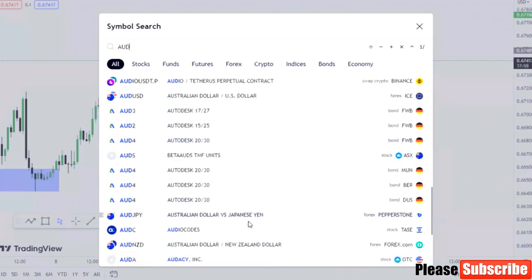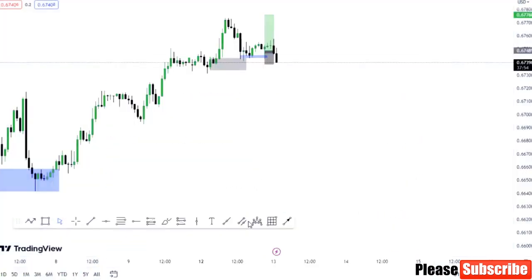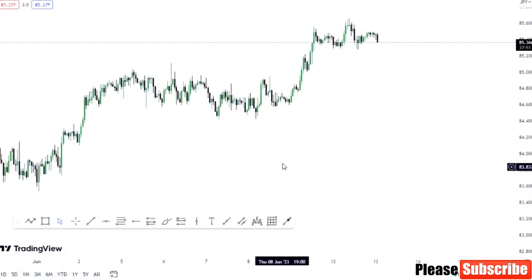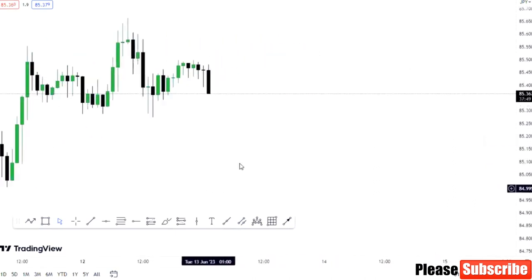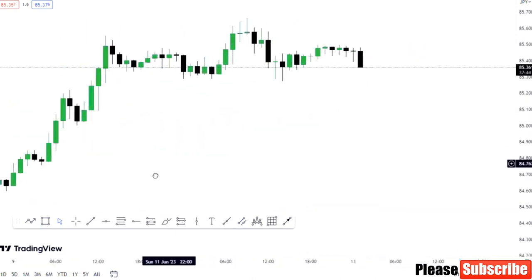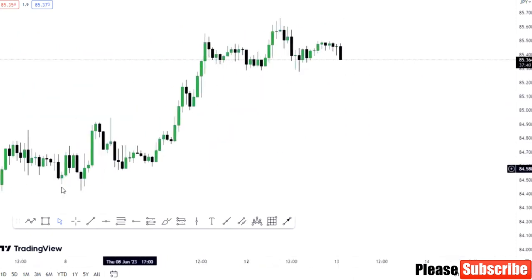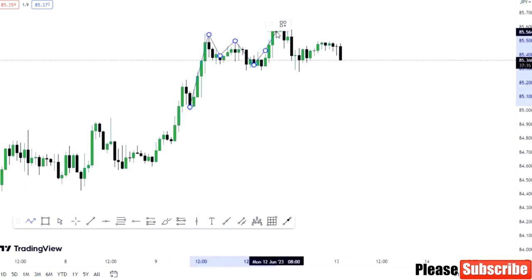Let's find something. Okay, let's go to NZD JPY. NZD JPY is showing us something right here. Now imagine you're approaching the market for the very first time right here, which we are. We're on the 1 hour already, and we can see we have this zone, which is a very nice zone, and it goes all the way up.